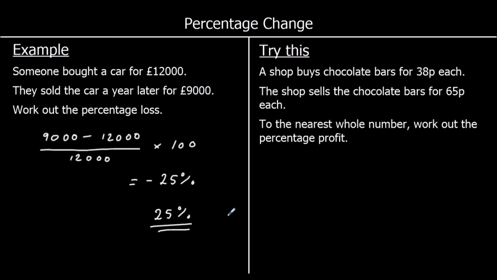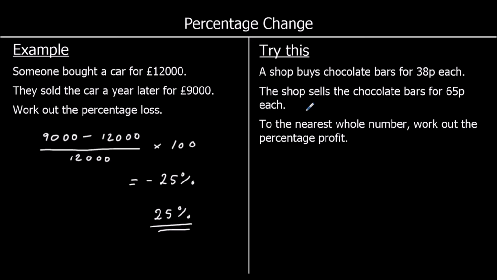Okay, a question for you to try. So pause the video, give it a go, and press play when you're ready. A shop buys chocolate bars for 38p each. The shop sells the chocolate bars for 65p each. To the nearest whole number, work out the percentage profit. So percentage profit is again percentage change. So it's change over original times 100.